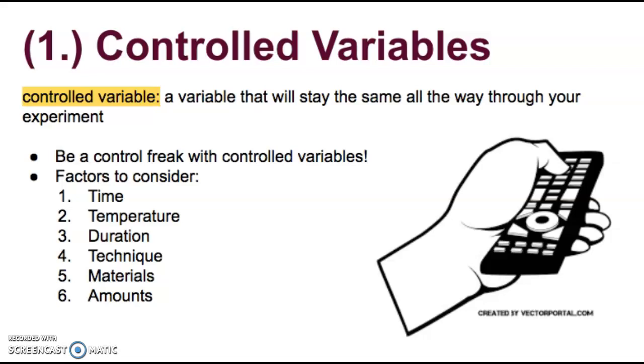Some things to consider as you're trying to decide what variables in your experiment need to be very intentionally controlled. Think about things like time and temperature, how long you're going to be doing different parts of your procedure for, duration. Also technique, how are you going to be doing all these things? The materials that you're using, even down to the brand or the bag or container that you're pulling from, and amounts as well.